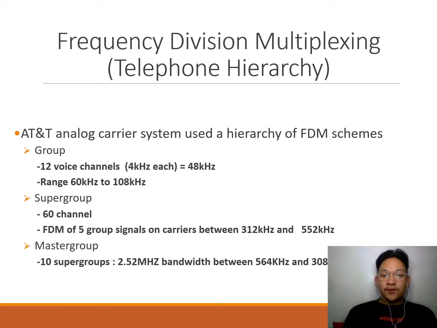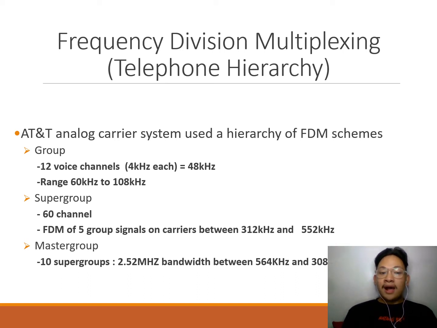Next, in toll telephone service, voice signals are transmitted over high-capacity channels using FDM. The telephone FDM technique illustrated in this slide is adopted by the American Telephone and Telegraph Company, or AT&T. AT&T provides the vast majority of long-distance services in North America. The AT&T analog carrier system used a hierarchy of FDM schemes. The first, higher-level FDM hierarchy is the basic group. It is the first multiplexing step for combining message signals.